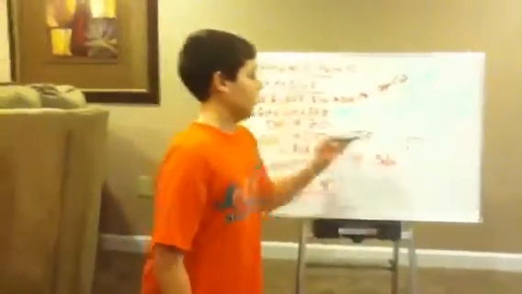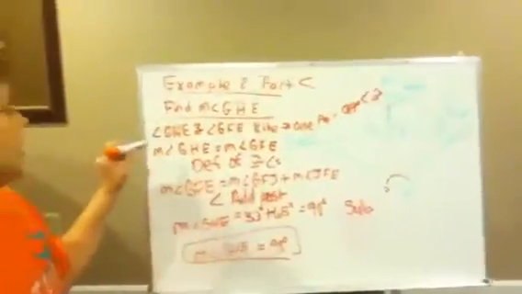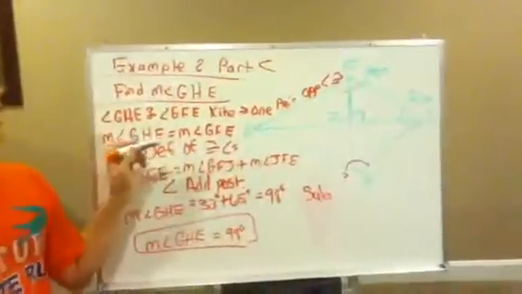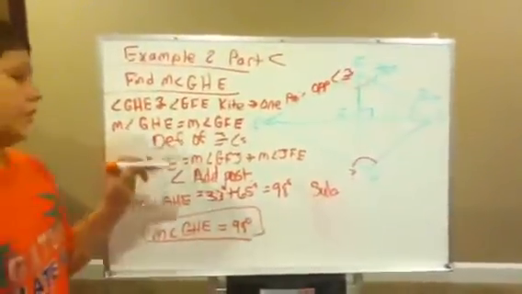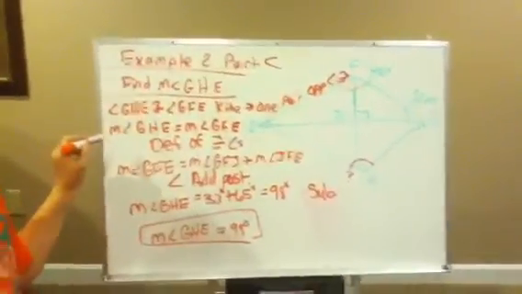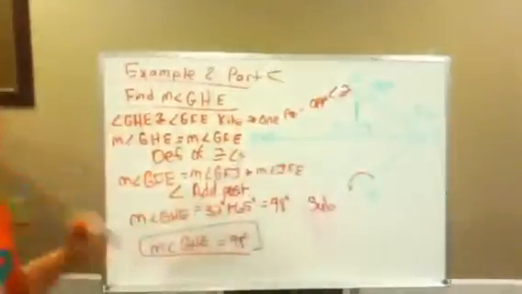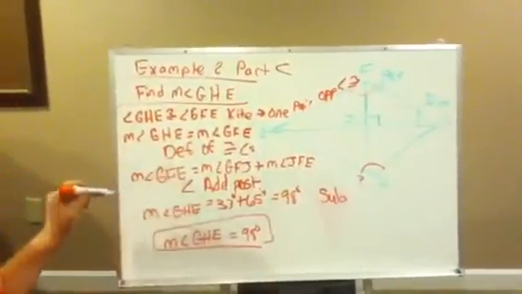This is example 2, part C. We need to find the measure of angle GHE, so this angle right here. Angle GHE is congruent to angle GFE by the kite one pair of opposite angles congruent theorem. The measure of angle GHE equals the measure of angle GFE by definition of congruent angles.